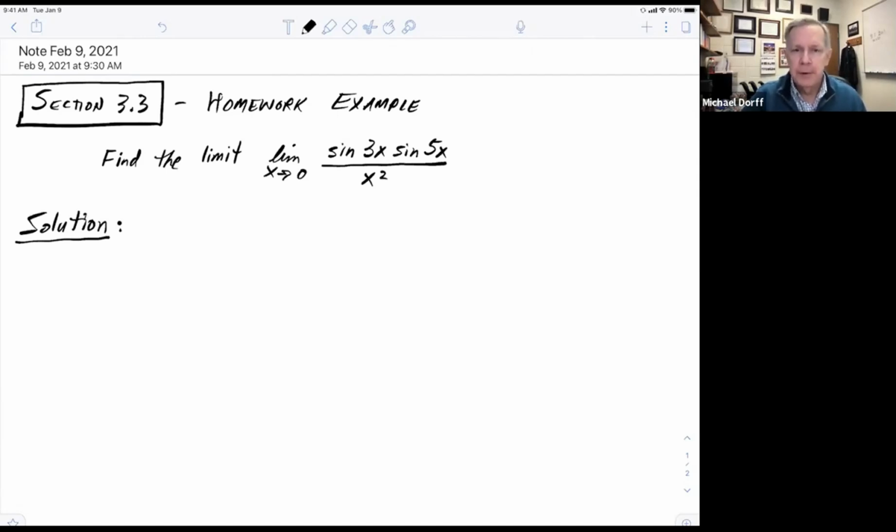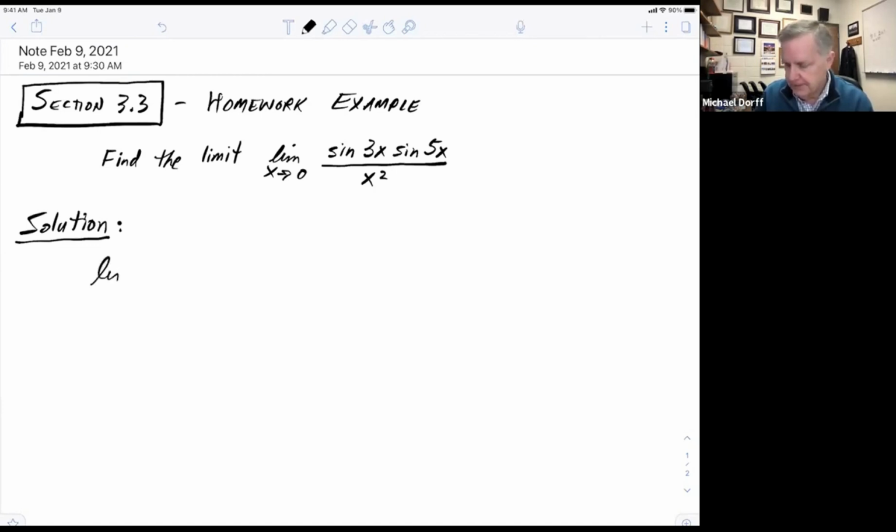We're in section 3.3, and we're going to look at a homework example. In this one, we're supposed to find the limit as x goes to infinity of sine of 3x times sine of 5x all over x squared. Now, in doing one of these problems where we have this limit and these trig functions, there are two identities or two properties that we want to remember.